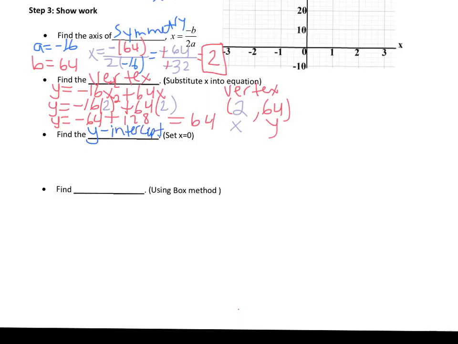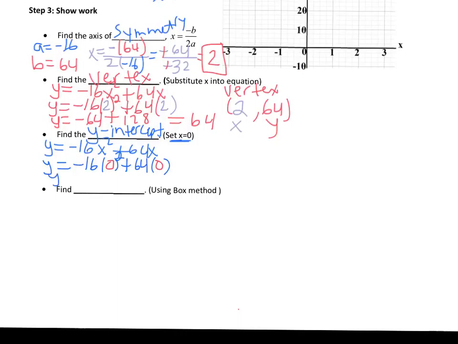To find the y-intercept, all you do is substitute the x to be 0, because we know that when the graph hits the y-axis, the x value will be 0. So again, our equation was y is equal to negative 16x squared plus 64x. And everywhere I see an x, I am going to substitute 0 for the x. So y is equal to negative 16 times 0 squared plus 64 times 0.